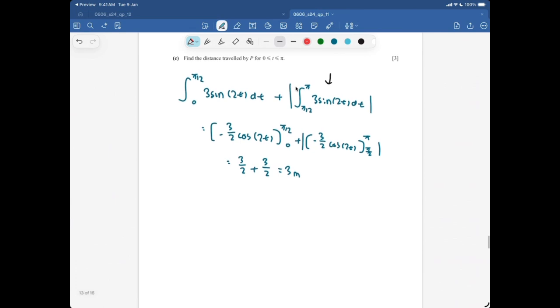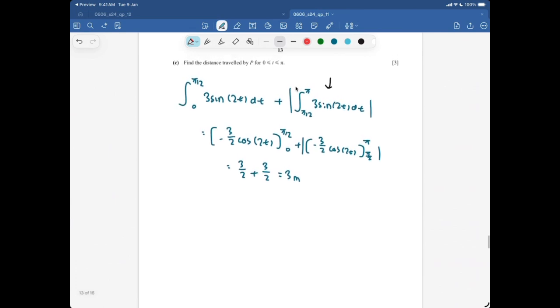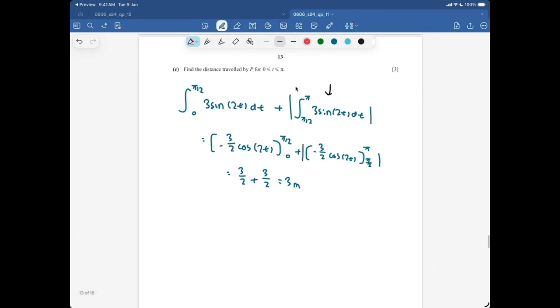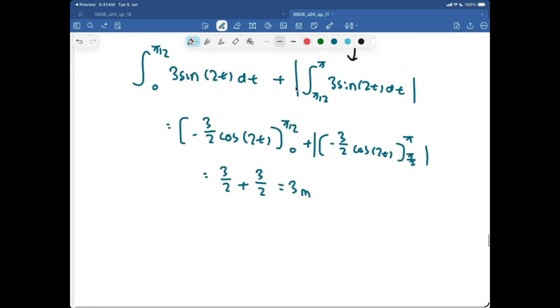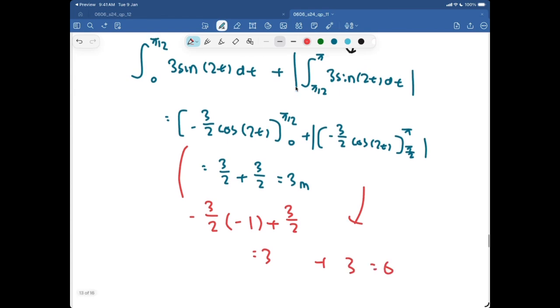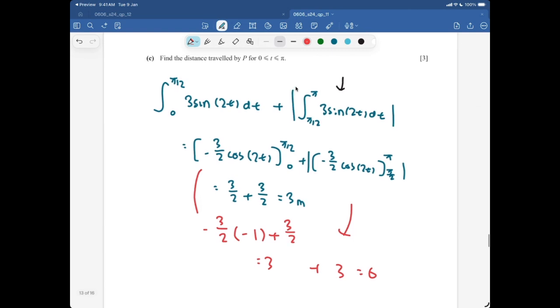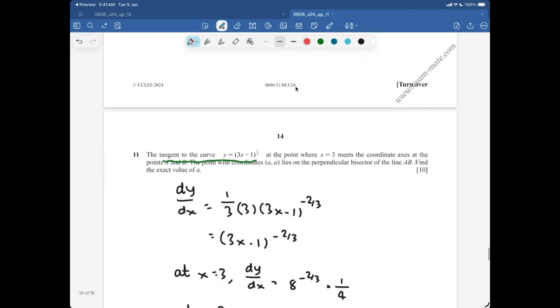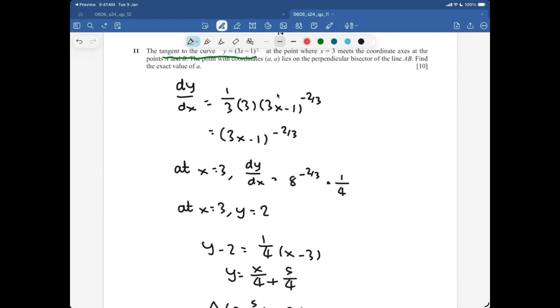how did I get this wrong? How is this 6 meters? Oh, it's such a careless mistake, because you get -2 cosine of pi plus 3/2 times cosine of 0, which is 1. You get 3, and then you get 3 here, which equals 6. That's such a careless mistake. Well, luckily it's only -1 mark, but that shouldn't be a mistake that I have to make.